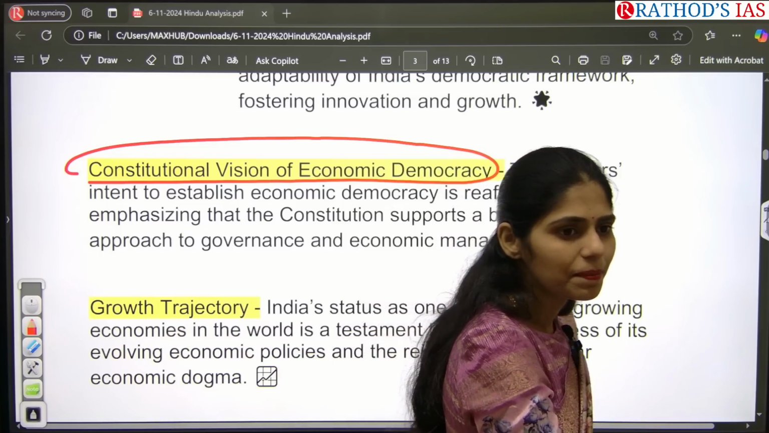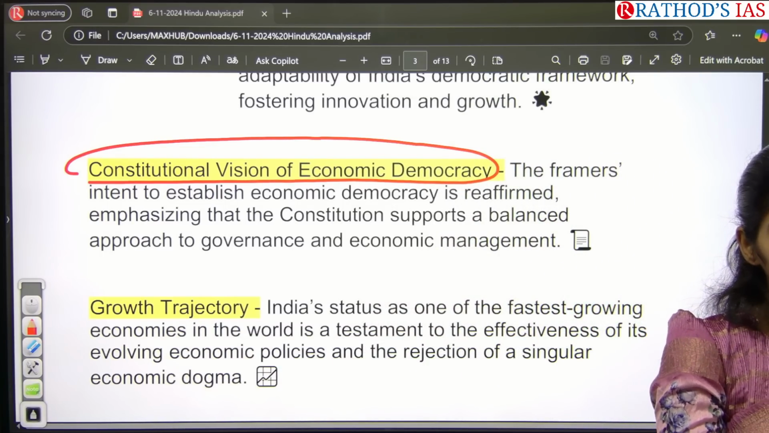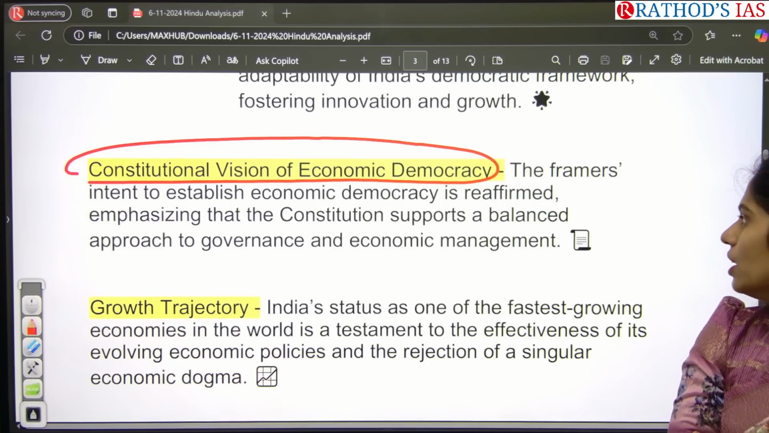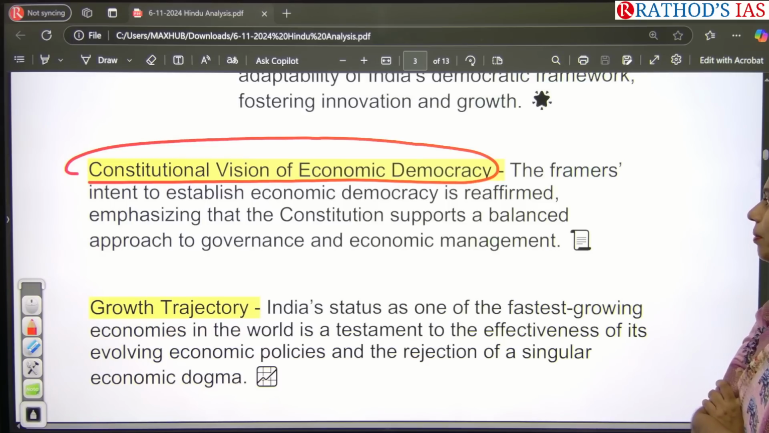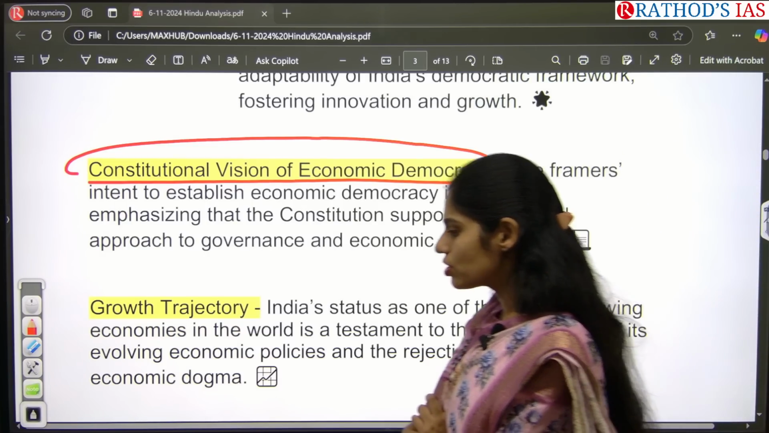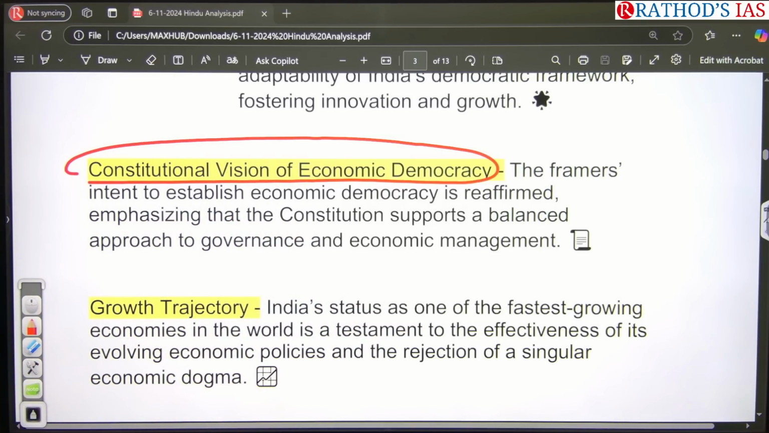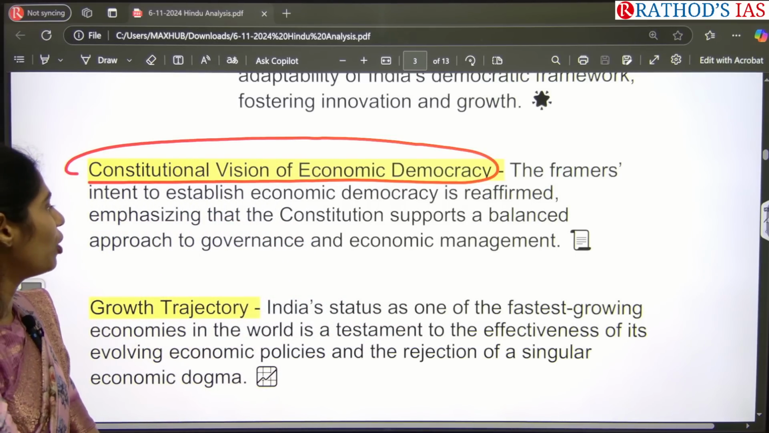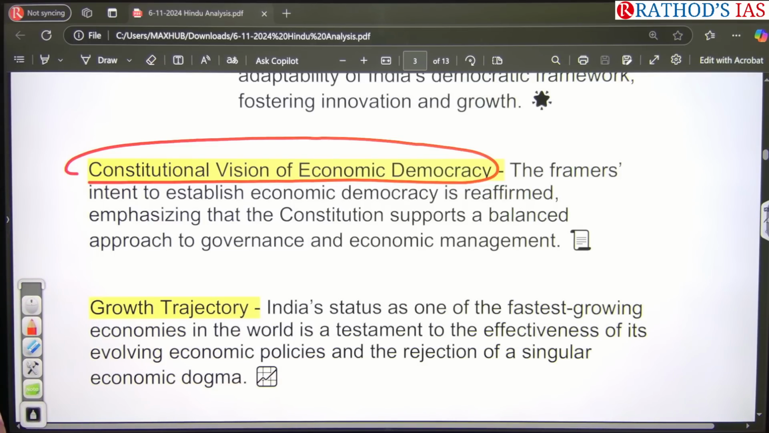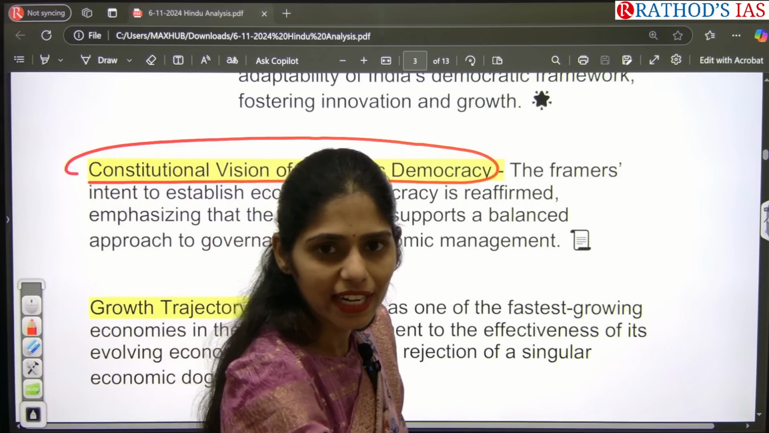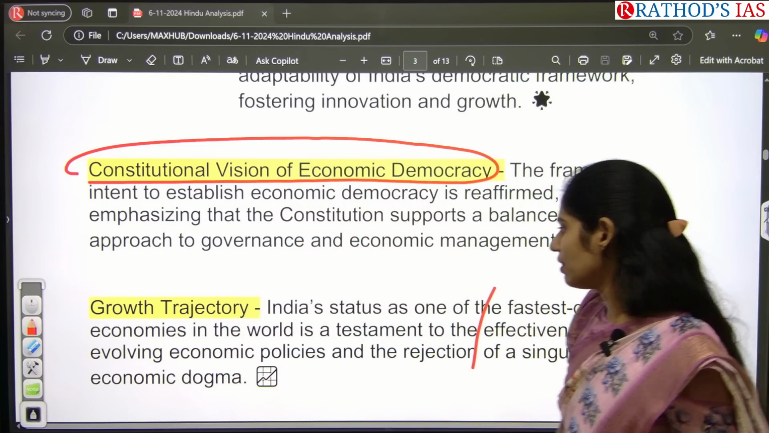Economic democracy. Yeah, resources should be redistributed, right? Actually, the framers of our constitution established this concept of economic democracy, but now, because of the changing nature of our governance and our polity, we need to focus on proper governance along with economic management. For this, there is a need for a balance of power between these three organs: legislative, executive, as well as judiciary. Okay, so that is one important thing.